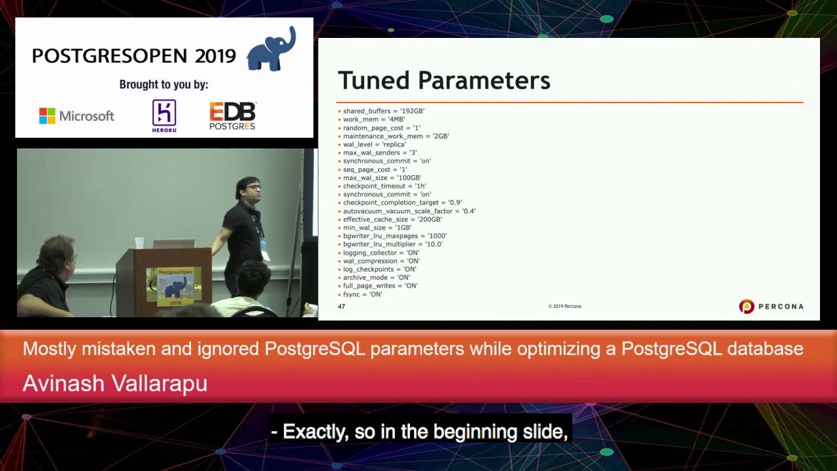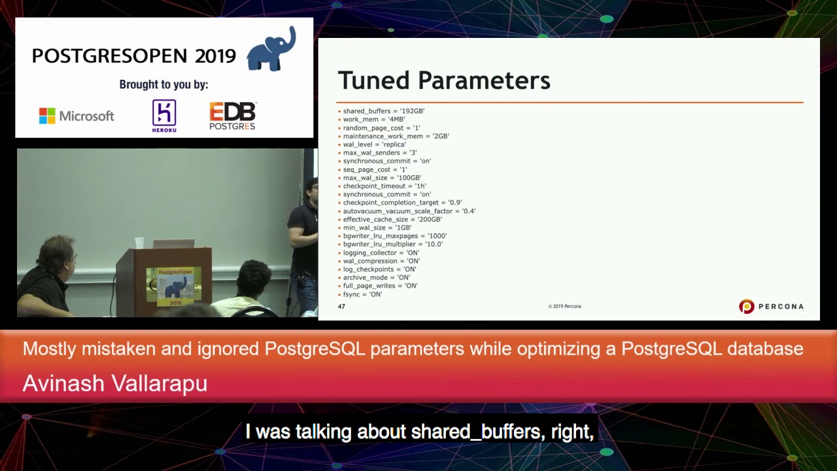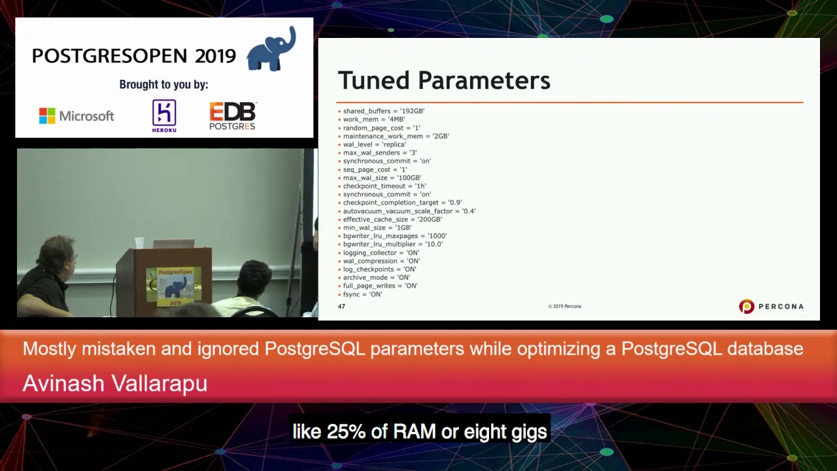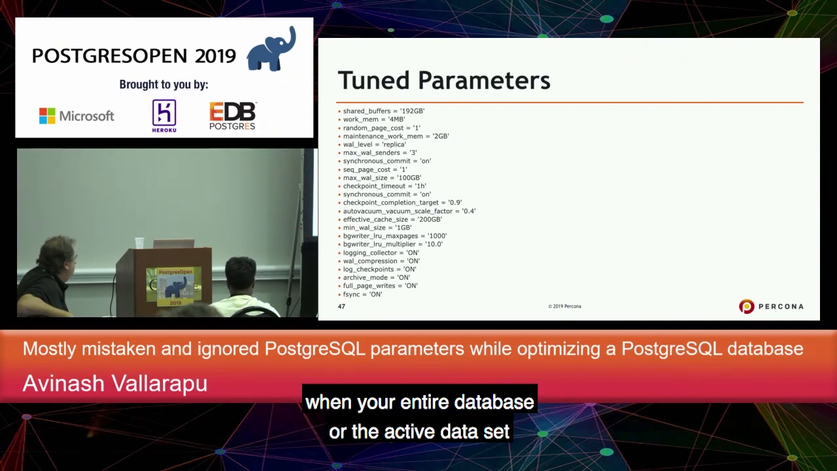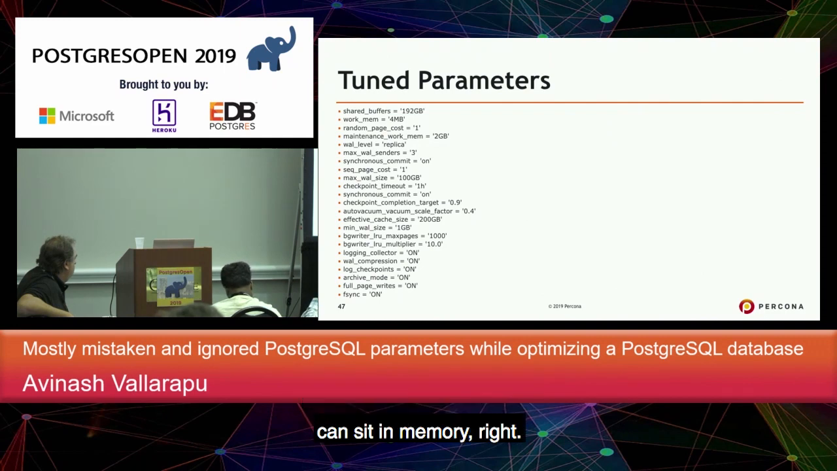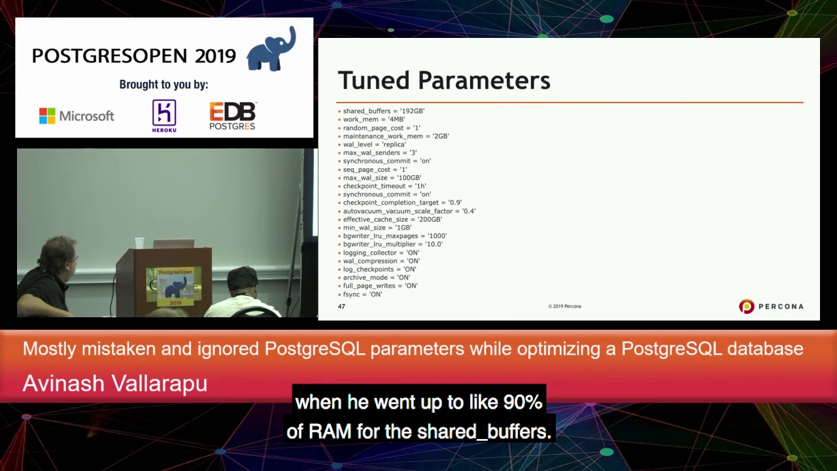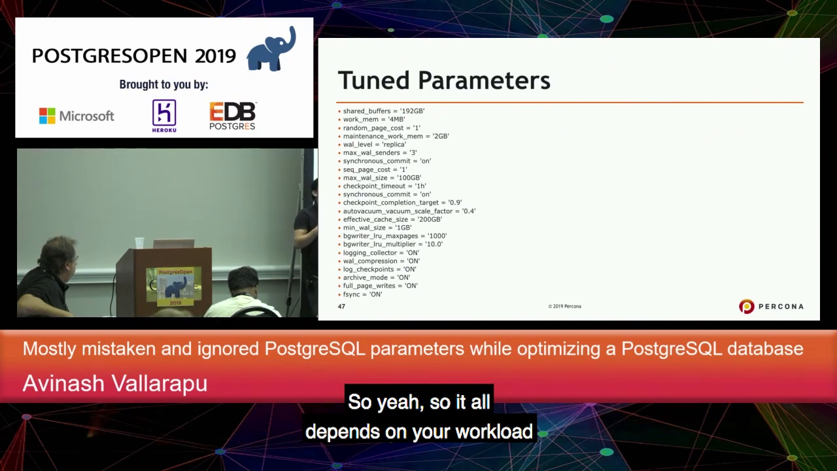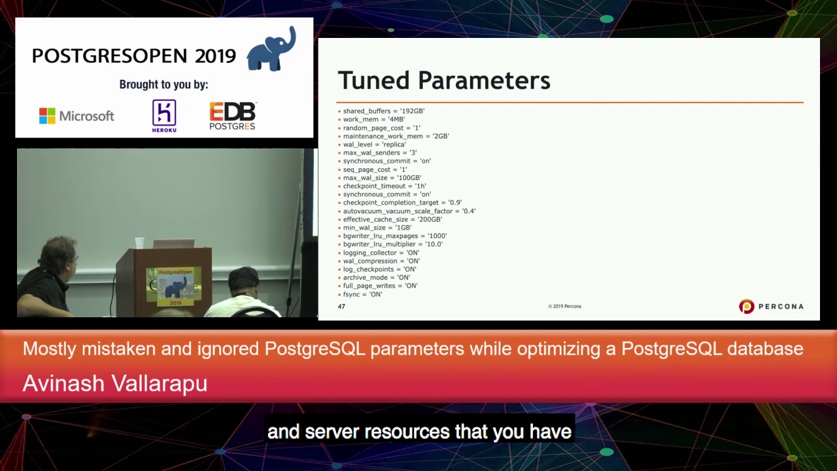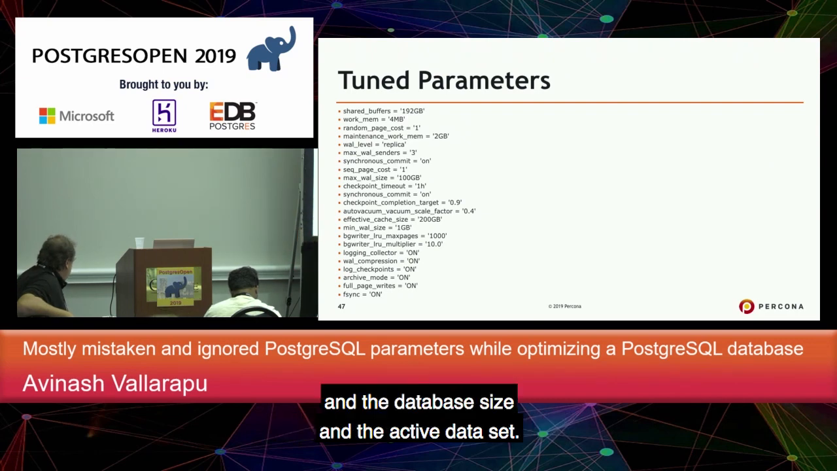Exactly. So in the beginning slide, I was talking about shared buffers, where we consider the magic numbers like 25% of RAM or 8 gigs, but that may not hold in all cases, when your entire database or the active data set can sit in memory. You could definitely increase that. There was one more beautiful blog, as well as a presentation, done by Robert Haas explaining how he got much better performance when he went up to like 90% of RAM for the shared buffer. So it all depends on your workload, the server resources that you have, the database size and the active data set.